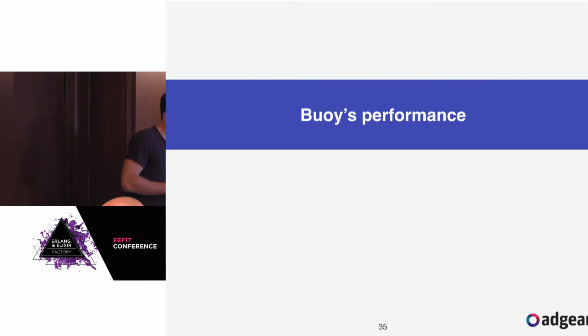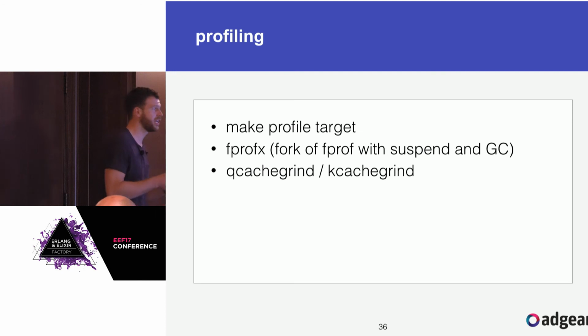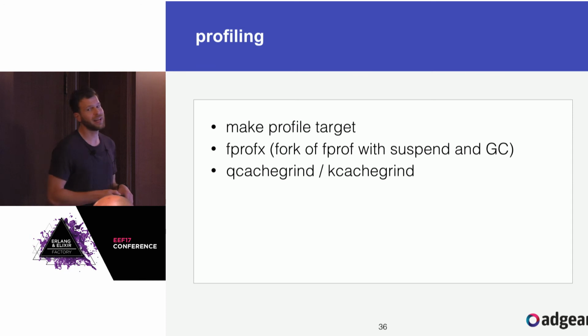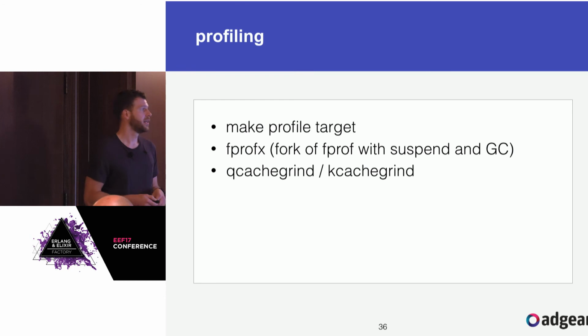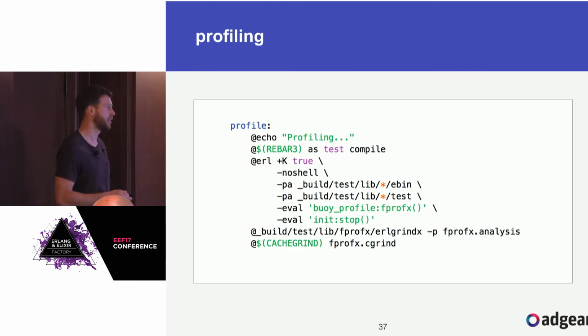Buoy's performance. Like I said, performance for me is really important. One of the tools I have is a make profile target, so whenever I do a change, I type make profile, and then I can look at what changed and see if there's an effect. For this profile target, I use fprofx, which is a fork of fprof that adds suspend and GC time. And from this output, I use KCacheGrind or QCacheGrind to visualize the output. So this is kind of what it looks like for my make target.